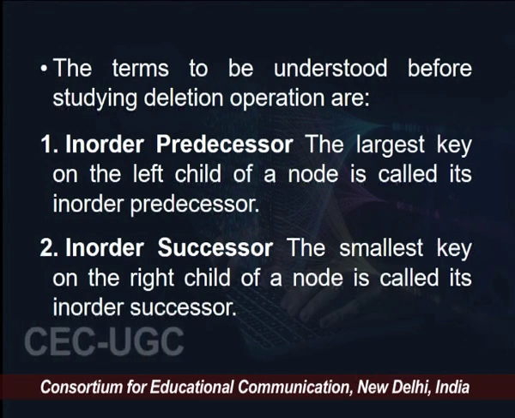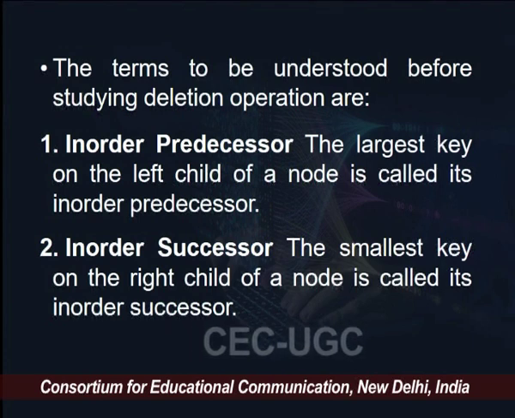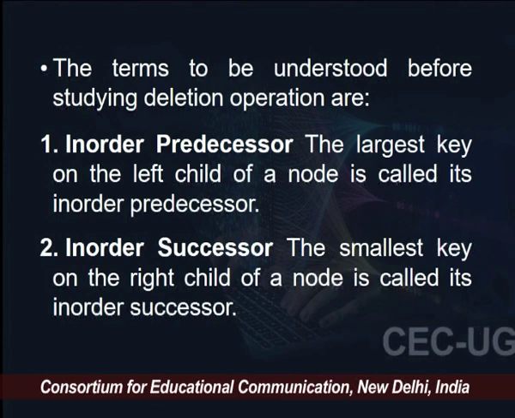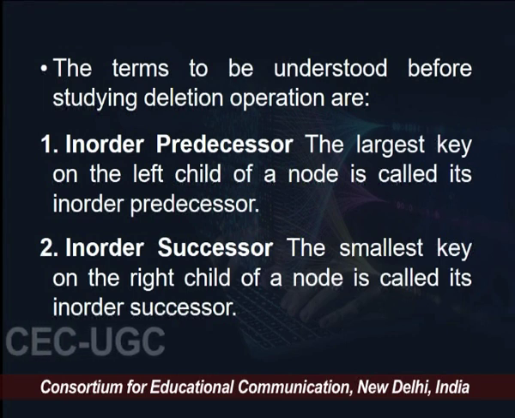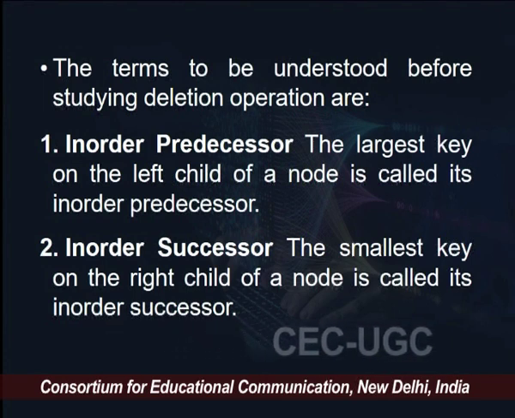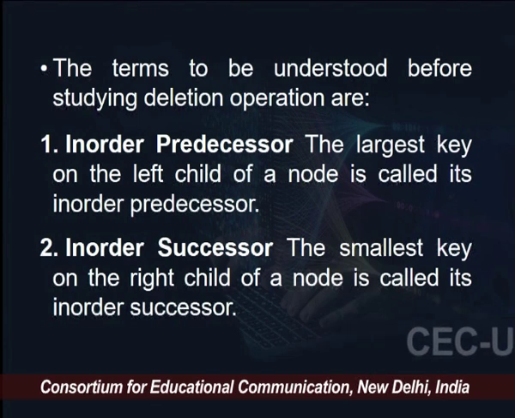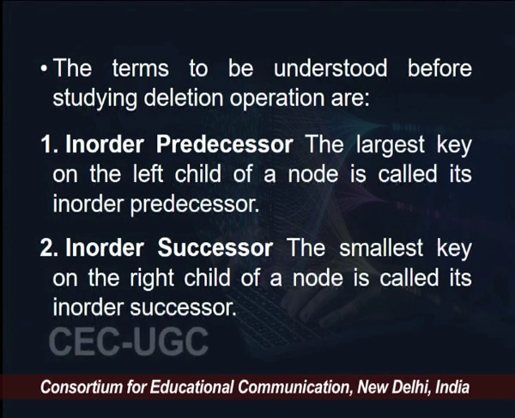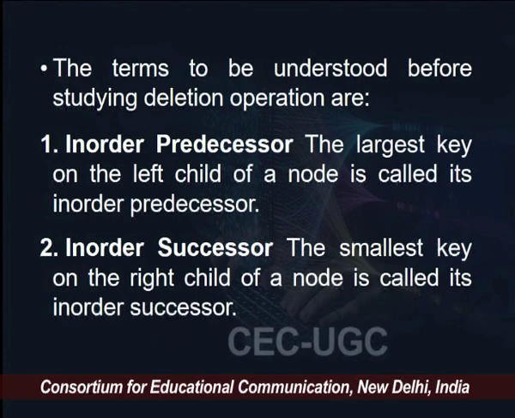When we talk about inorder predecessor, this is the largest key on the left child of the node. Consider that we are looking for the inorder predecessor of a key x, that means the key which occurs just before the key x if we take an inorder walk. So, the largest key on the left child of that particular x is the inorder predecessor of x.